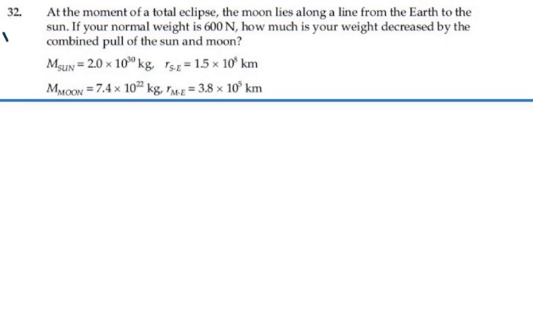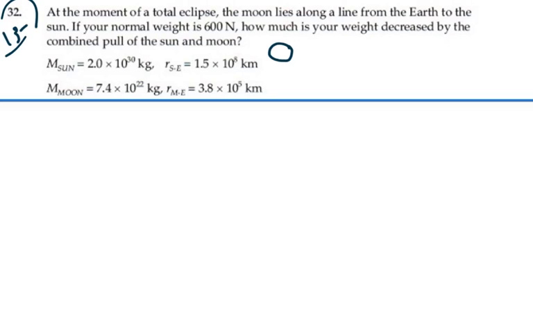Here's problem 1332. At the moment of a total eclipse, the Moon lies along a line from the Earth to the Sun. If your normal weight is 600 newtons, how much is your weight decreased by the combined pull of the Sun and the Moon?